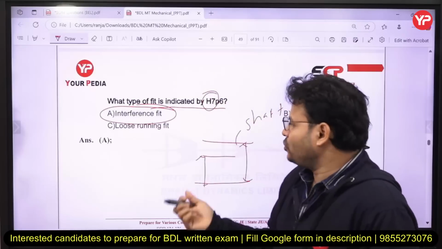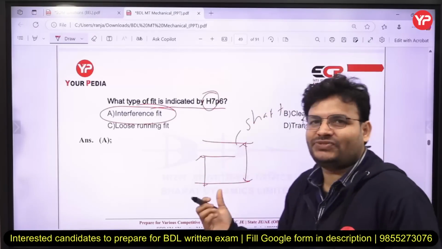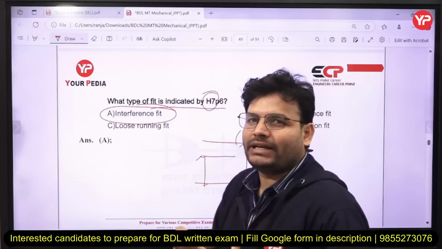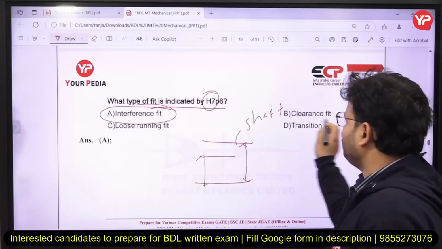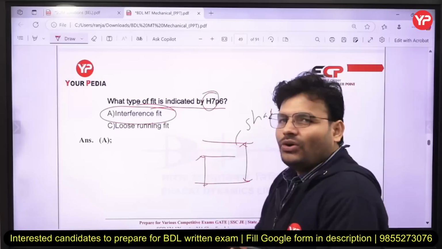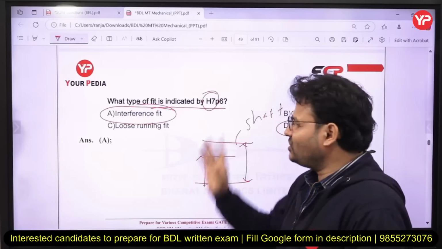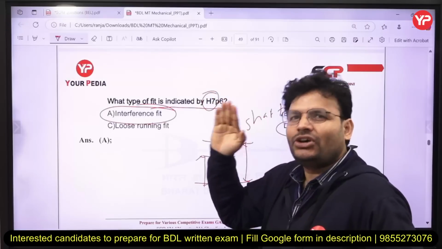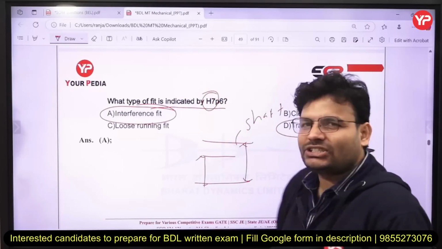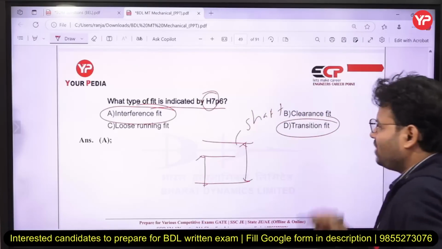Interference fit. Suppose the shaft is smaller than the hole dimension, then it will be a clearance fit. But if the tolerance zones of shaft and hole coincide, then it is called a transition fit, right? But here, as very clearly mentioned, the shaft dimension is more than the hole dimension. In such a case, this is known as an interference fit. So try to remember all these. Interference: the shaft has the higher dimension. Clearance: the hole has the higher dimension. In the case of transition, the tolerance zones of shaft and hole coincide. Then it is called a transition fit. So try to remember that one.